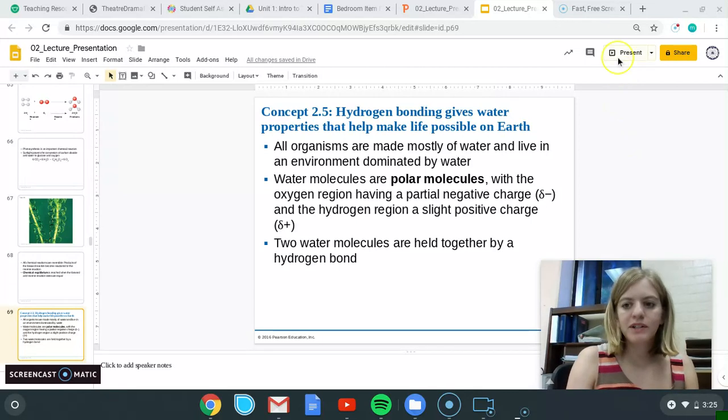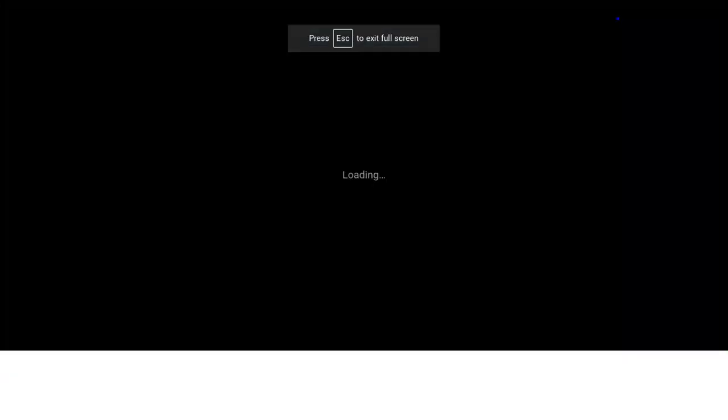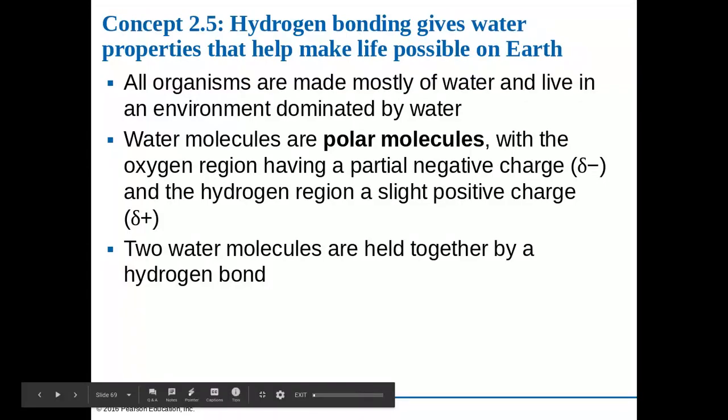Today we're going to talk about section 2.5, which has to do with water. Water is one of the most important liquids in terms of life on Earth. It's a very special molecule, and it's one of the biggest, most important molecules you're going to learn about all year long. One of the key points of this section is that hydrogen bonding in water gives it the properties that make life on Earth possible.